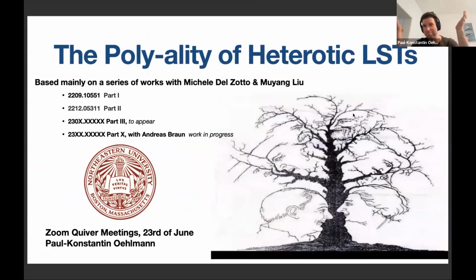Excellent. So we'll have the fourth part of the series, the second one for today, by Paul-Konstantin Oehlmann: The Poly-ality of Heterotic LSTs. Take it away.